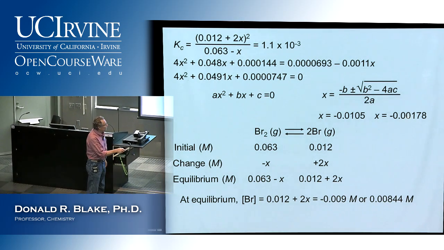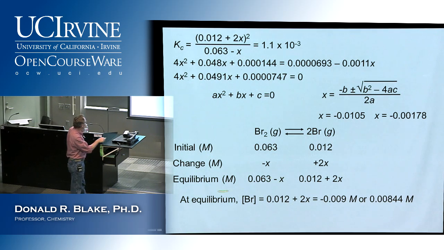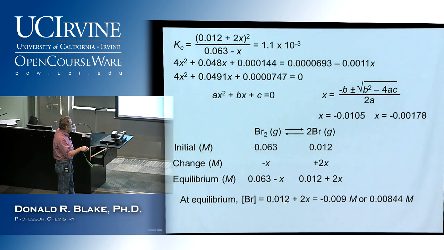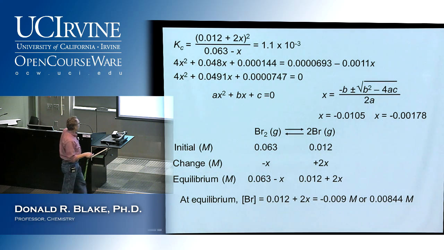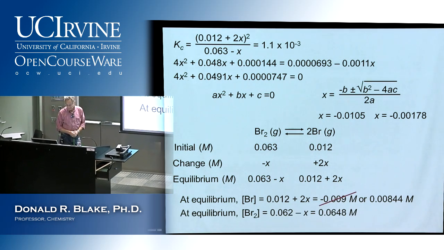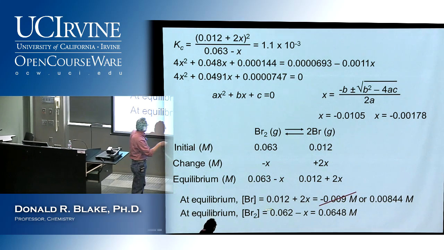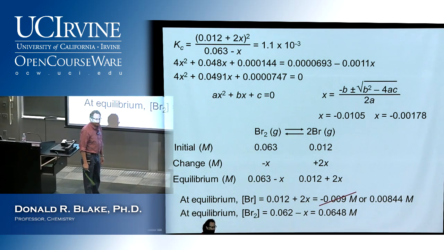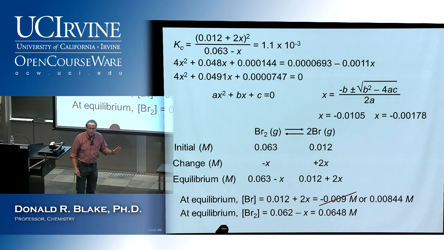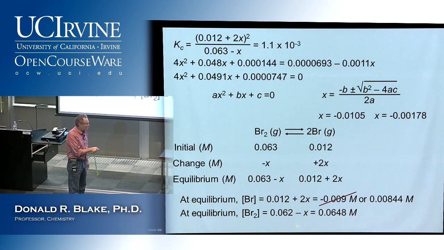So this is the value you're going to put in there. Okay, so this is what x is equal to. In this case, x is equal to minus that. You plug it in, and then you come up with that. Okay, so this is what BR is. This is what BR2 is. Notice, folks, this got bigger. This started at 0.062, and it actually got bigger.